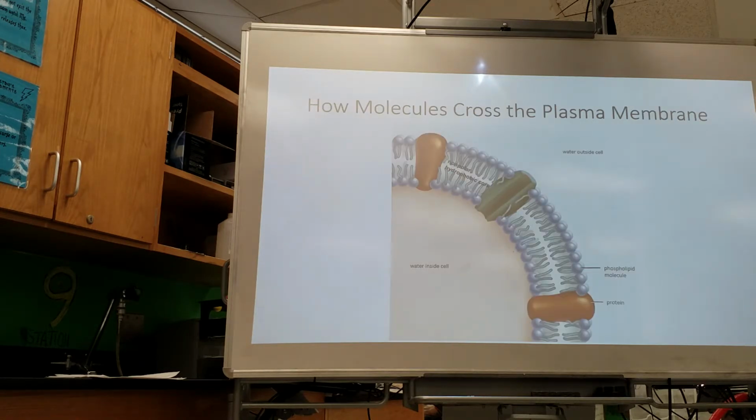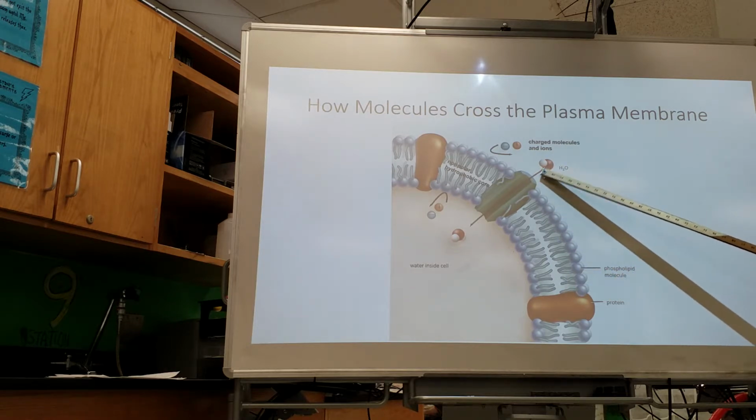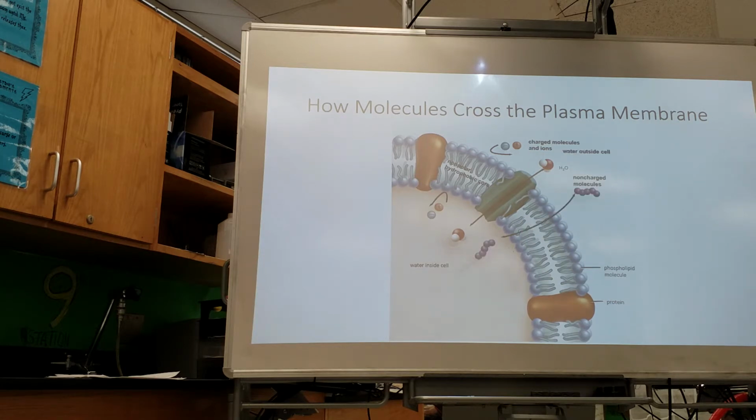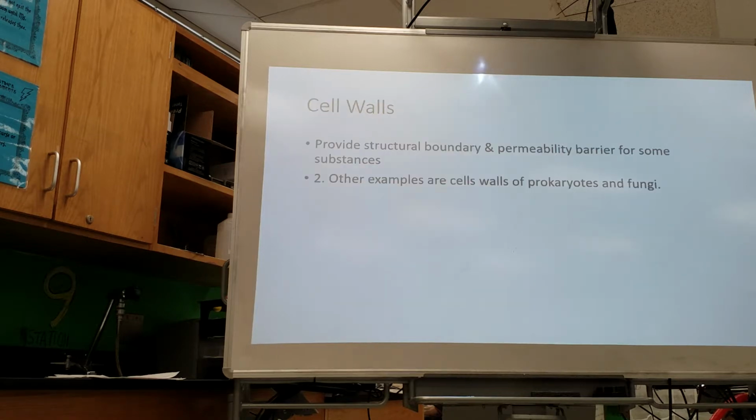So if we're looking at molecules and them crossing the membrane, notice charged molecules and ions can't cross. Water can't cross easily unless it's going through one of these aquaporins. Non-charged molecules can get across though. Larger molecules cannot. And that's the story of what moves. Let's talk about cell walls.